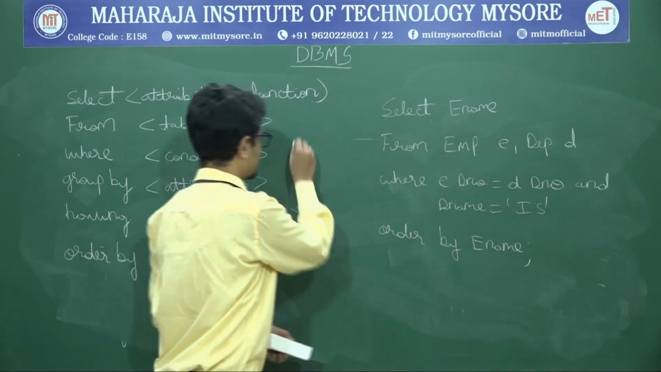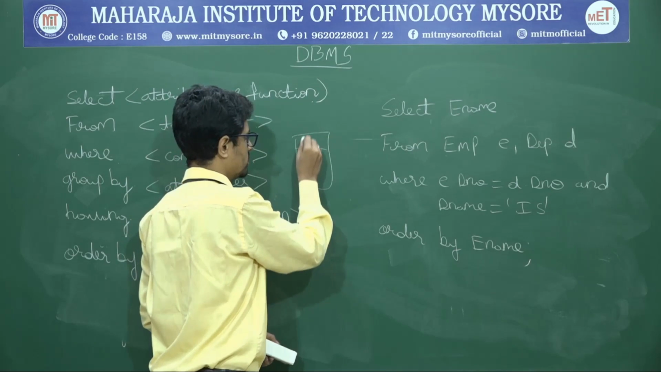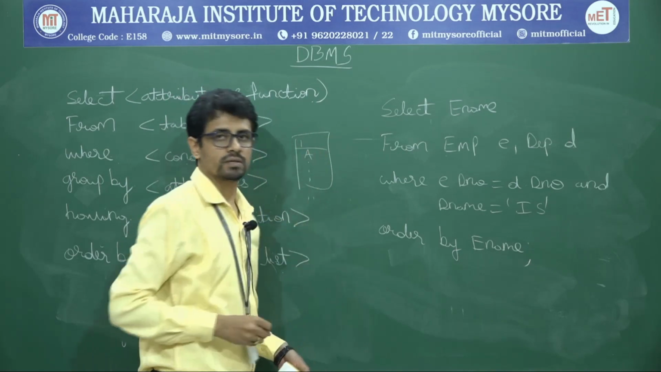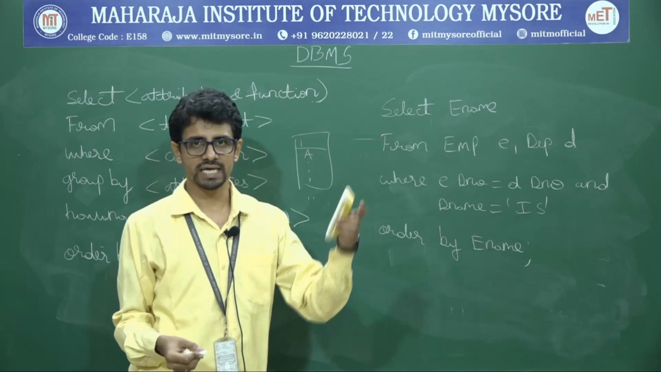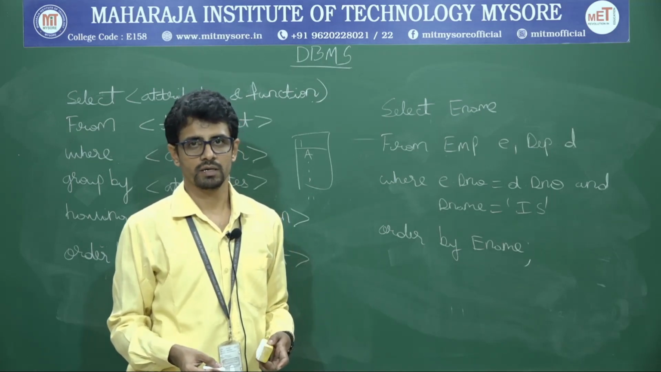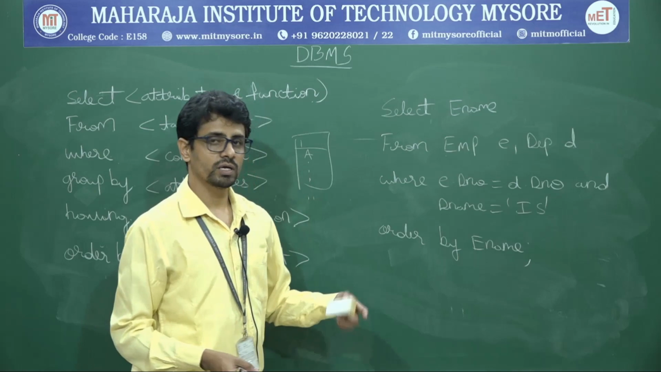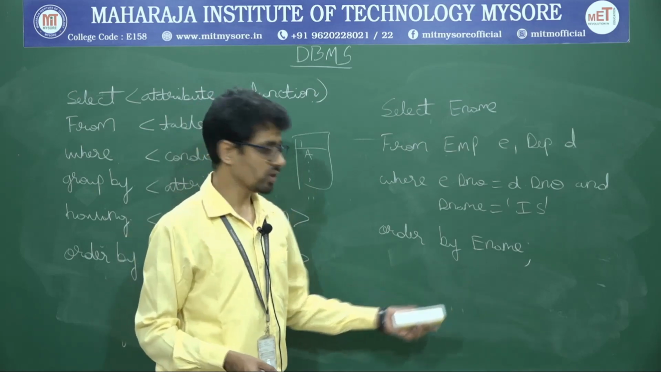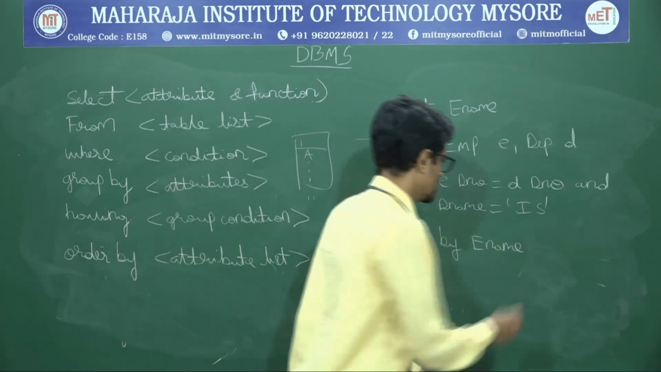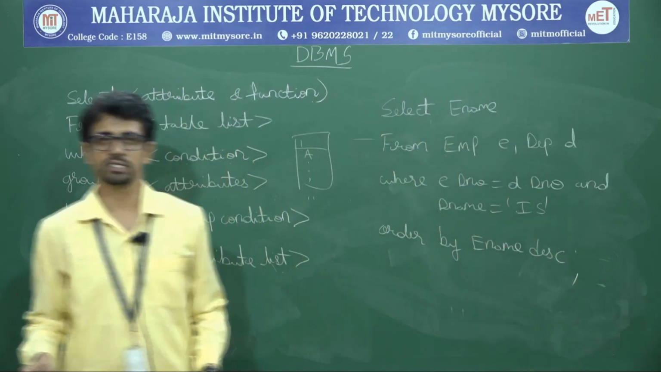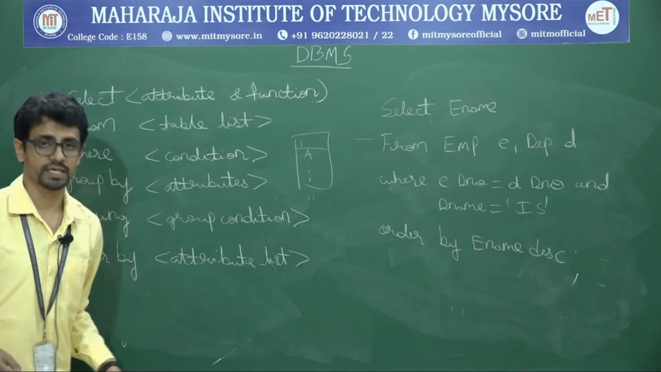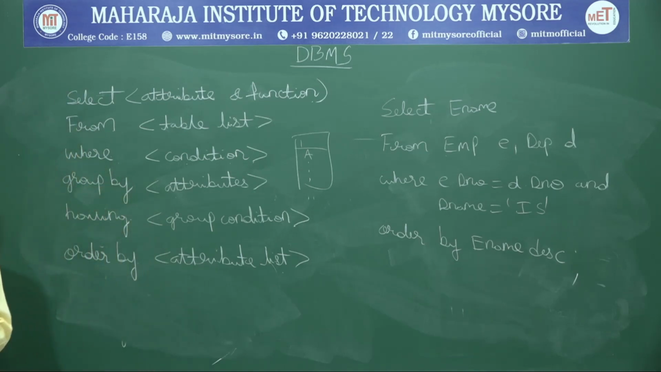So now automatically what happens? By default, the ascending order of values will be displayed in the output, the names of employees in ascending order, okay? This is what order by is used for. If you want the same in descending order, just include DESC at the end, and this will display the values in descending order. So for descending order, the DESC keyword is used.